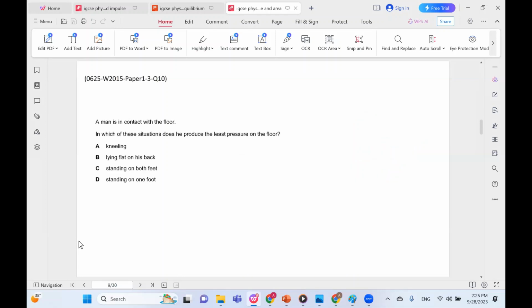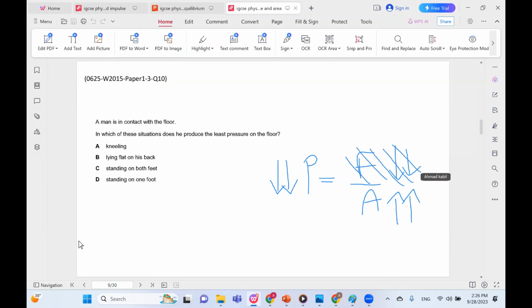A man is in contact with the floor. In which of these situations does he produce the least pressure on the floor? So pressure equals force over area. I want to minimize the pressure. So I want to minimize the force and maximize the area. Mathematically, you want to increase the denominator and minimize the numerator to get the least value possible for pressure. Since it's the same man in contact with the floor, the weight will not change in any of these situations. So the force is pretty much the same. So we're just now interested in maximizing the area.